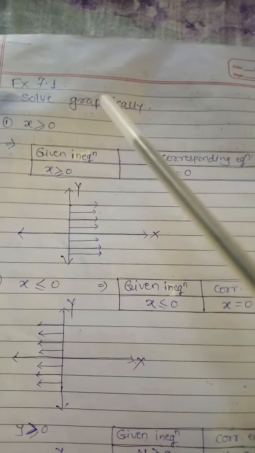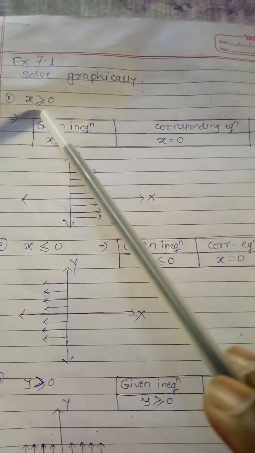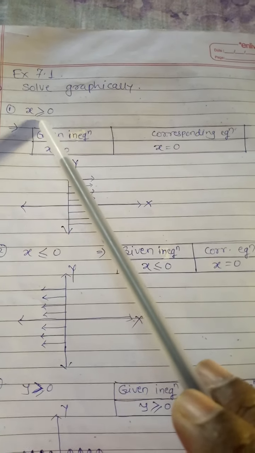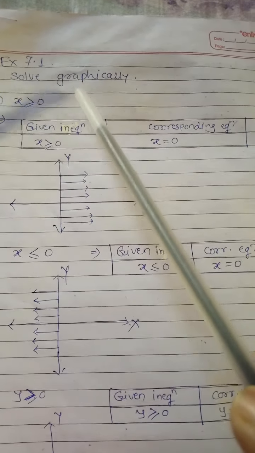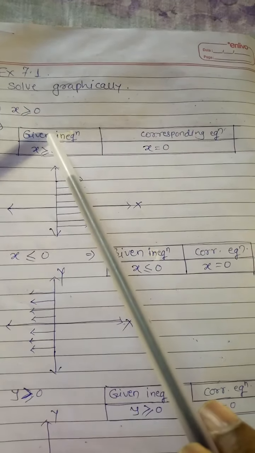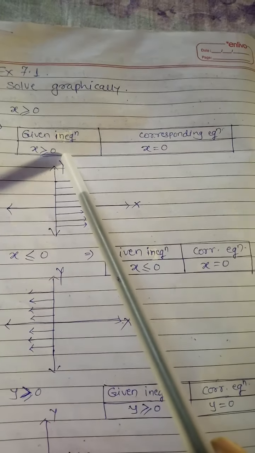Now we are directly going to see exercise 7.1. The question is, you have to solve it graphically, means you have to show this inequation on a graph. So x is greater than or equal to 0. What is the method to solve this type of example? First, the given inequation is x greater than or equal to 0.